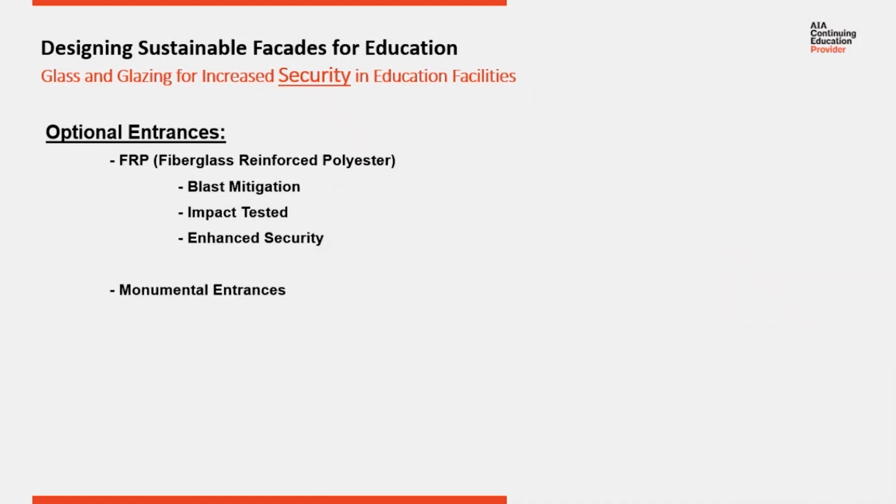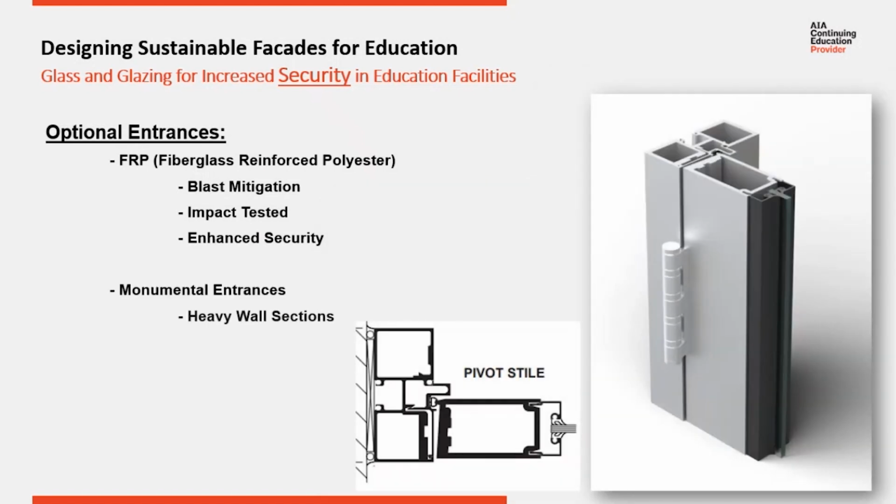Another option is heavier monumental type entrances. These are a very secure option for an entry. They have heavy wall sections and an interlock between the door and the frame when it's closed. Heavy wall sections prevent hardware from being pulled out, and the interlock between the frame and the door prevents forced entry or tools to get around the door between the door and the frame. Both these types of entrances have been very popular in educational facilities.